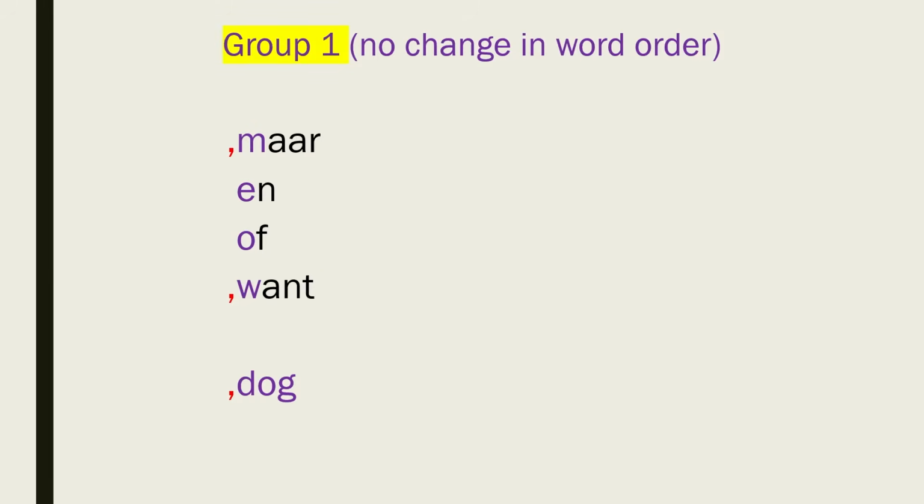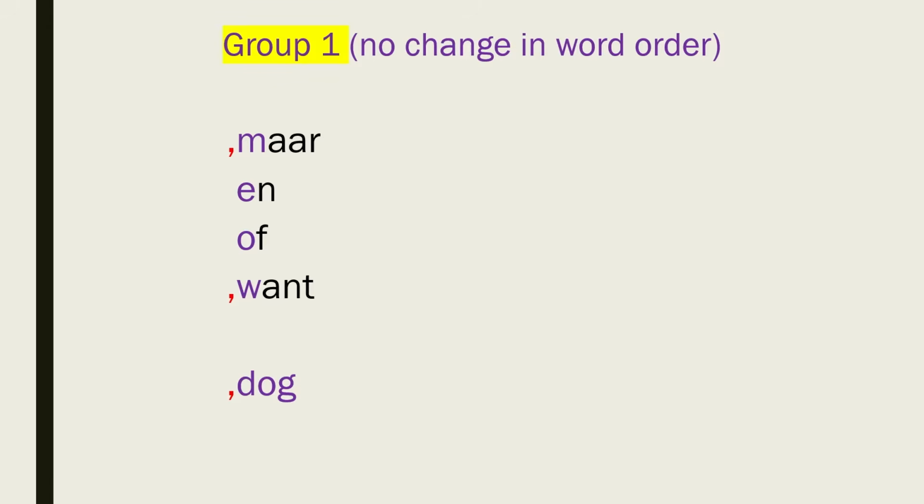Now for group 1, I want you to think of the sound a cat makes. And that is meow. So you have your maar, your en, your of, and your want. Then you also have your dog, right? You have cats and dogs. So your dog is dog. Now that will be your group 1. That's how you can remember it.